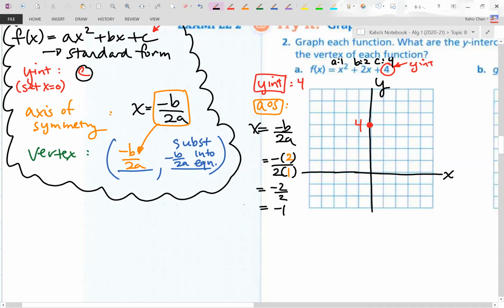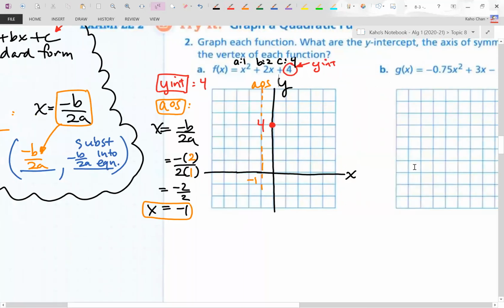That's your axis of symmetry. It's a formula. X equals negative 1. It's literally a vertical line at negative 1. Somewhere on that axis of symmetry lies the vertex. We've already got half the answer for the vertex, so all we have to do now is find the other half.